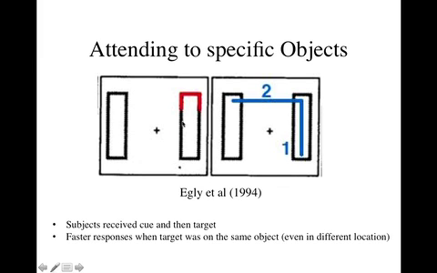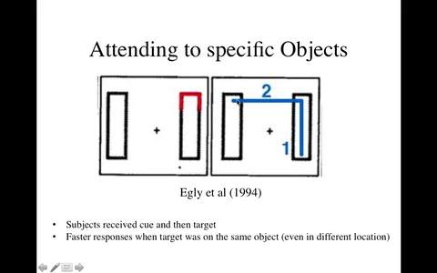And this is Egly et al. And there are various other studies along these lines. What people had to do here was maintain fixation, similar to the Posner experiment, and then they would be given a cue, and then a target would show up somewhere. And the finding here was that if the target showed up somewhere that's on the same object as where the cue was, people are faster. So if the target appeared in location 1, people were faster at identifying it because it was on the same object as where the cue was shown.